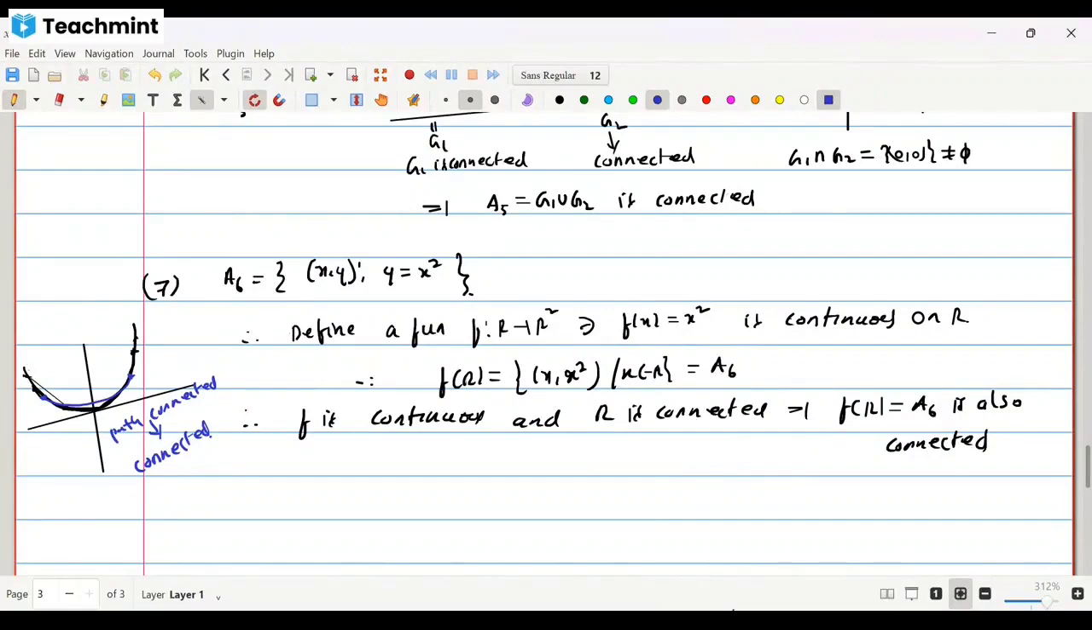But it is not convex. If you take any 2 points on this set, the path must be a straight line for it to be convex. This is a straight line, and this straight line is not contained in this set, right? So it is not convex, but it is path connected and hence connected. Otherwise, by definition, the image of a connected set is connected, therefore the image of R under the continuous function f of x equals x square is connected. You can say it this way also.